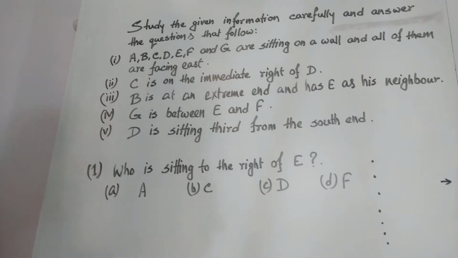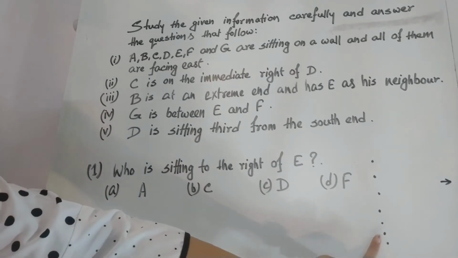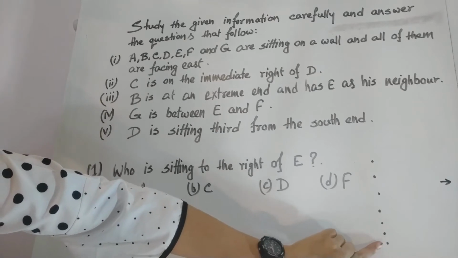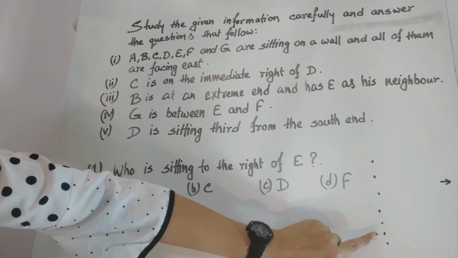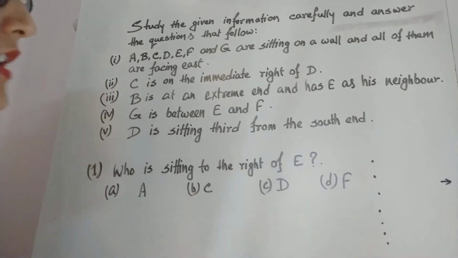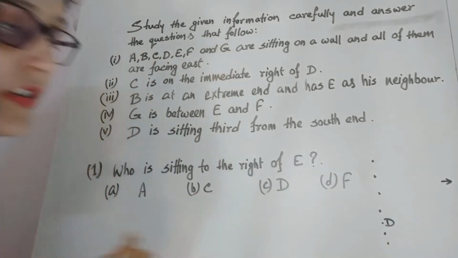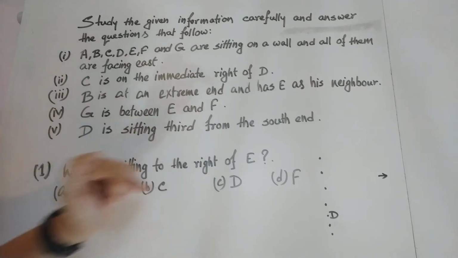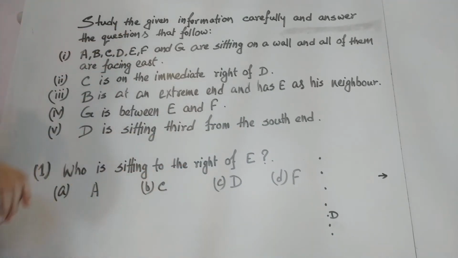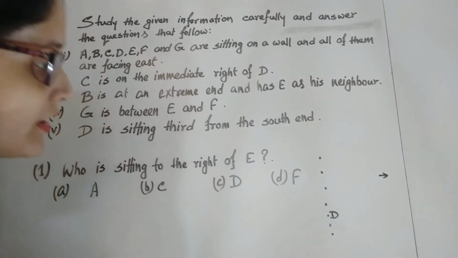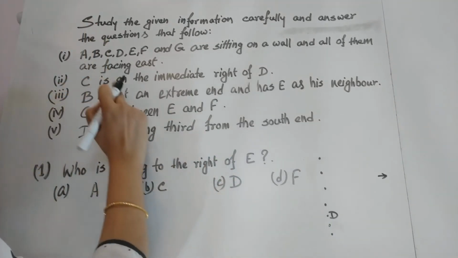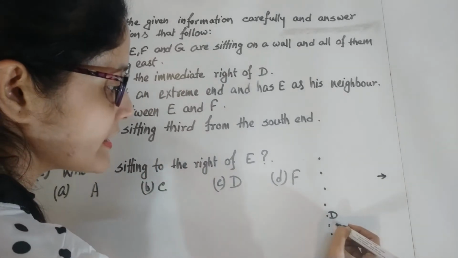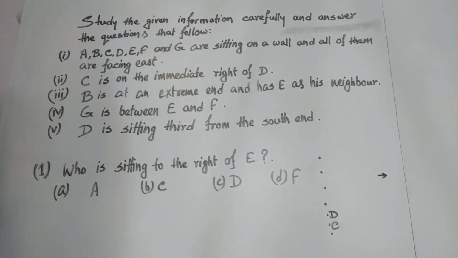Now number 5, D is sitting third from the south end. Which one is the south end position? This one, the last one. So from here, D is sitting in the third position. So D will be sitting here. C is on the immediate right of D. If they all are facing towards east, which position will be D's immediate right position? Definitely this position. So who is sitting there? C. C is on the immediate right of D. So C will be sitting here.